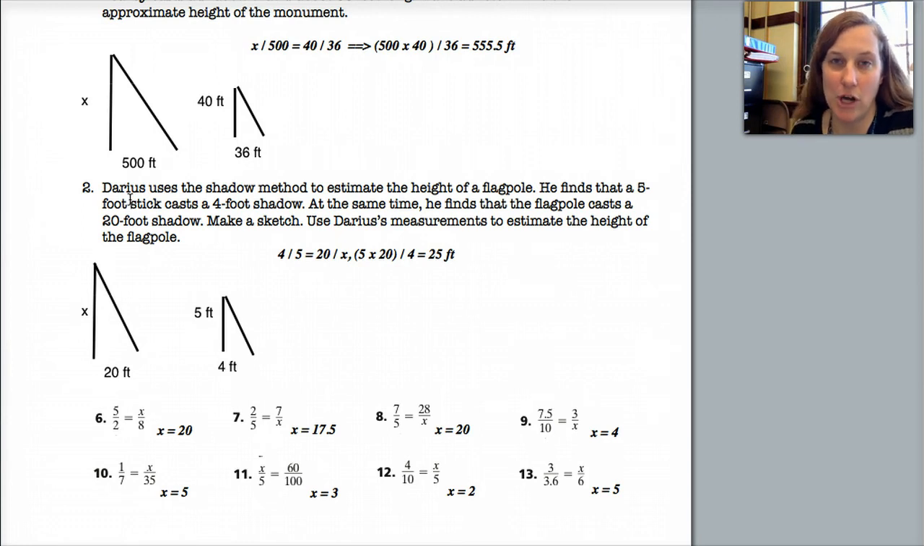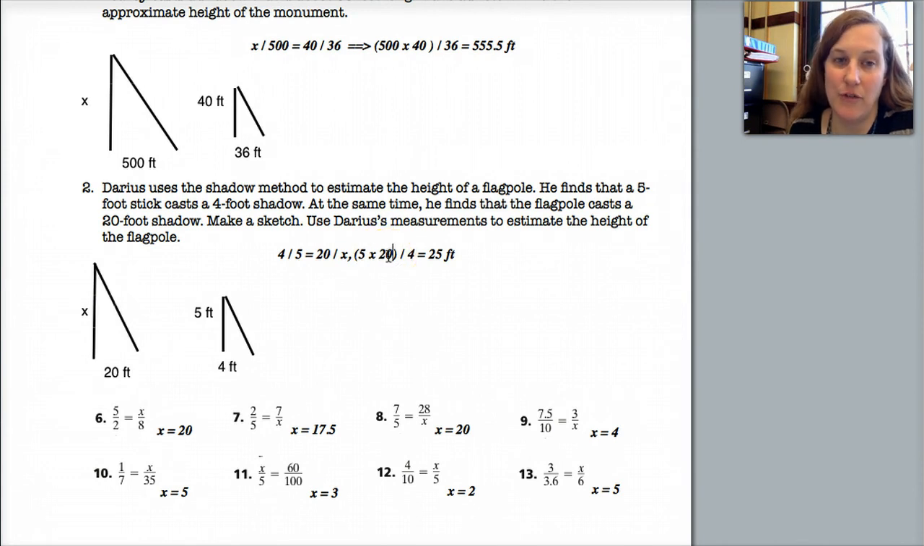So again, there's something tall we don't know the height of, we know its shadow, and we know something next to it. So here, X is the height that we don't know. 20 feet is the shadow. We have a 5-foot stick that casts a 4-foot shadow. We can use similar triangles to make a ratio again. 4 is to 5 as 20 is to X. We end up multiplying 5 times 20 and dividing by 4 and getting 25 feet.